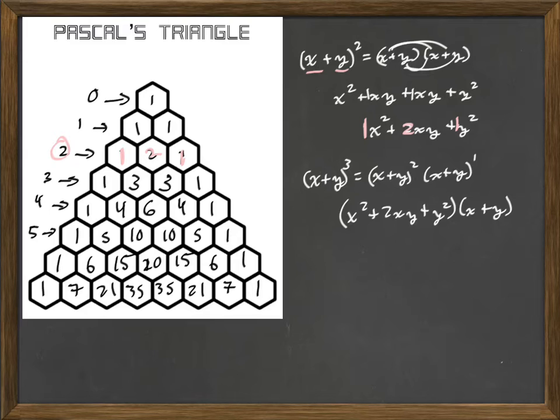Now let's see what happens. x squared times x is going to be x to the third. x squared times y is going to be x squared y. All right, next. We have 2xy. 2xy times x is going to be 2x squared y. Then 2xy times y will be 2xy squared, plus. All right, one more. y squared times x would be xy squared.